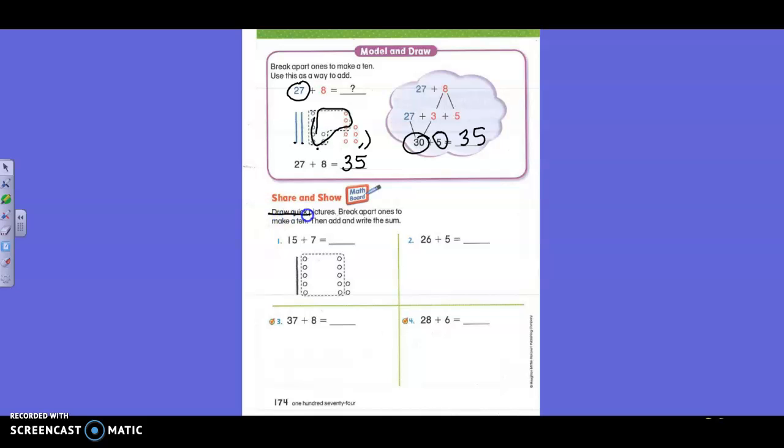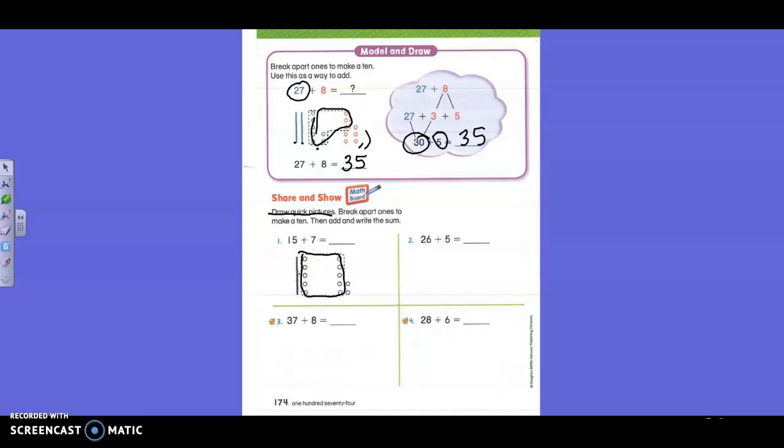These say, draw quick pictures, break apart the 1s and 10s, and then add the sum. Add and write the sum. So, first you have to draw the picture. 15. How do you draw 15? 1 10 and 5 1s. So they did that for you, okay? How do you make 7? 7 1s. Now, what does this 5 1s need to make 10? They need 5 more, right? So we're going to steal 5 from the 7 to make it another 10. So this is another 10.